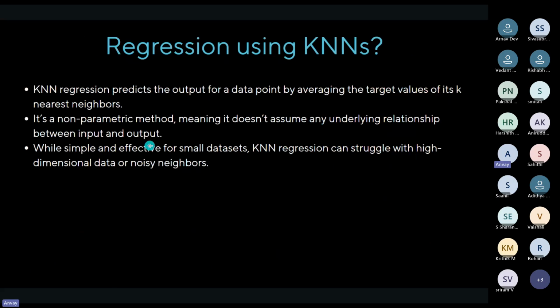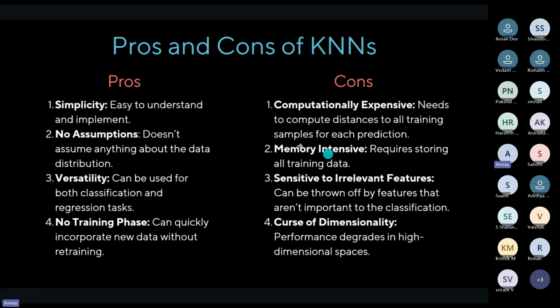Regression using KNNs. As I said, KNN classification is where you choose k nearest neighbors, and the k nearest neighbors get to vote to choose what class you belong to. In regression, you choose k nearest neighbors, but the value of your data point is defined by the average of all of the data points in your k nearest neighbors.